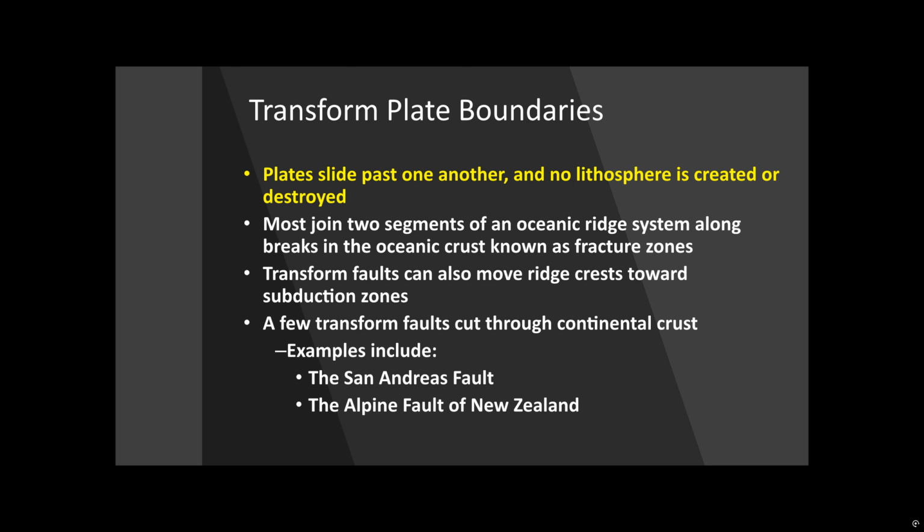There are a few transform faults that you may be familiar with because they cut through continental crust. A prime example is the San Andreas Fault in California. That is a transform boundary between the Pacific Plate and the North American Plate. Another is the Alpine Fault of New Zealand.